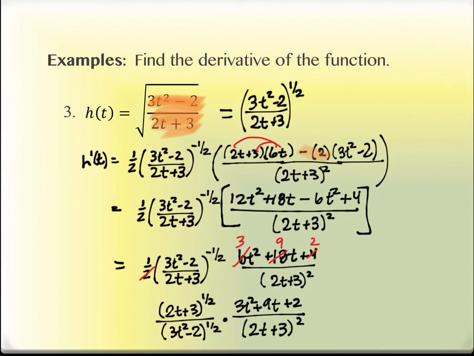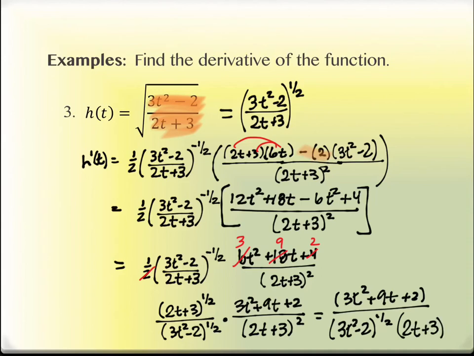So in terms of rewriting this, there's a couple of possibilities. The top will stay the same, that is to say the 3t squared plus 9t plus 2 will stay the same. The 3t squared minus 2 to the 1/2 will stay the same. The other piece would be 2t plus 3 to the 3/2. So playing around a little bit with WebAssign, it'll probably take that as your version of your answer.